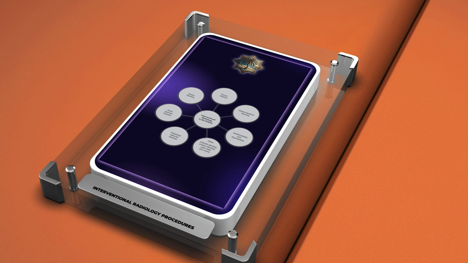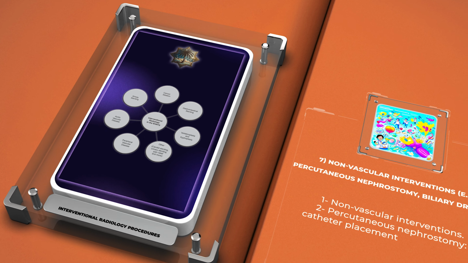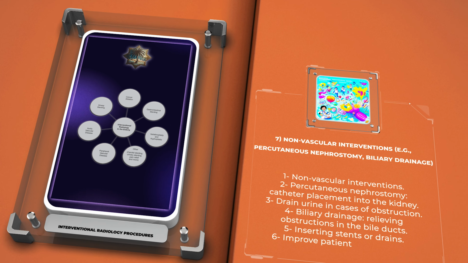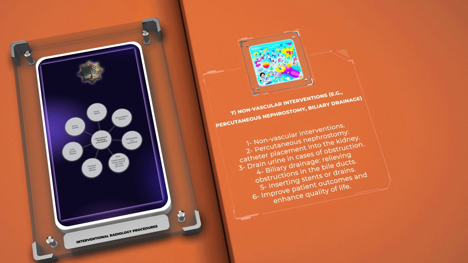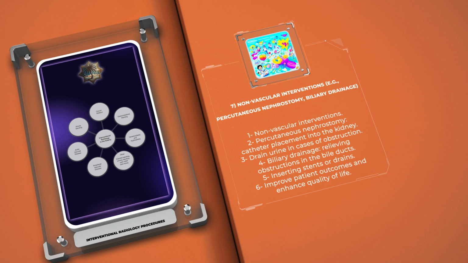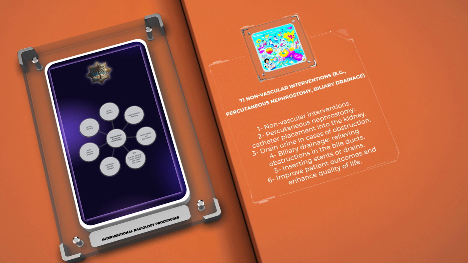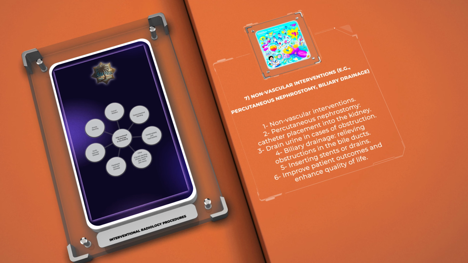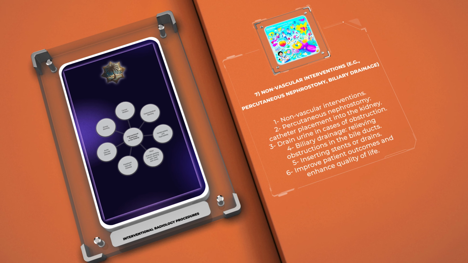Non-vascular interventions in interventional radiology cover a broad spectrum of procedures. Percutaneous nephrostomy involves the placement of a catheter through the skin into the kidney to drain urine in cases of obstruction. Biliary drainage, on the other hand, focuses on relieving obstructions in the bile ducts by inserting stents or drains to allow for proper bile flow. These procedures greatly improve patient outcomes and enhance their quality of life.